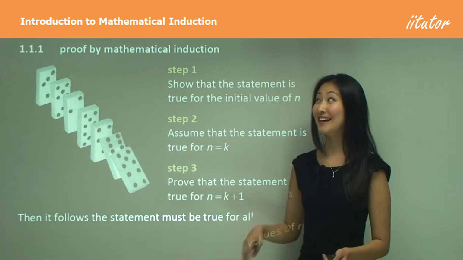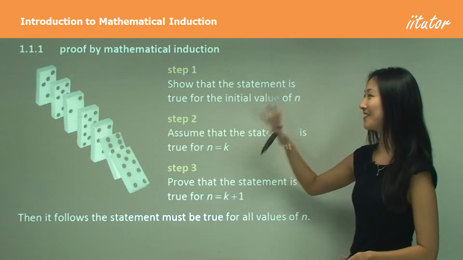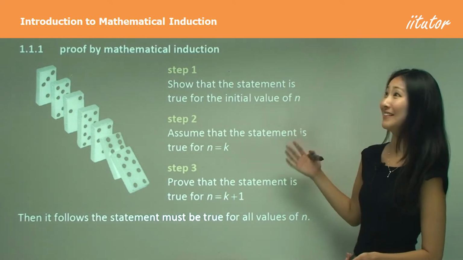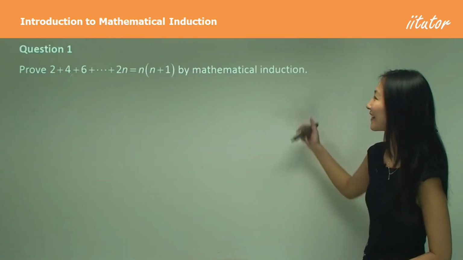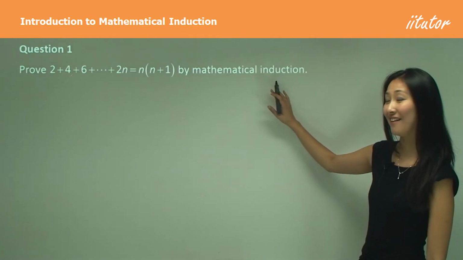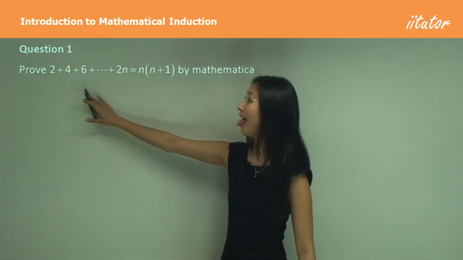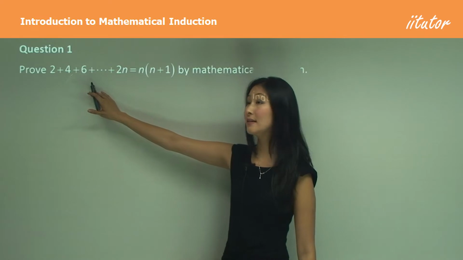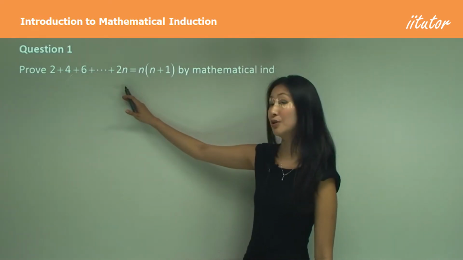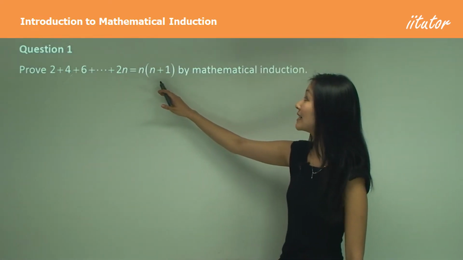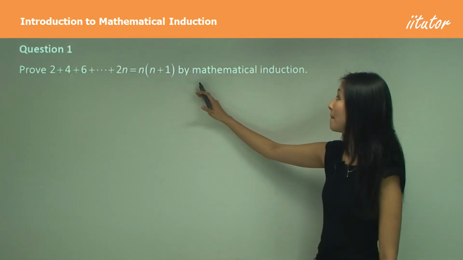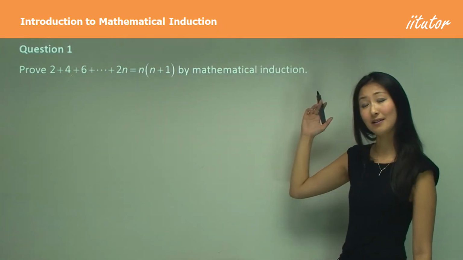So now let's look at an actual question, because I'm sure you're getting a little bit antsy about what this actually is going to look like. So in question 1, we have this: prove that 2 plus 4 plus 6 plus so on till 2n equals n times (n plus 1) by the process of mathematical induction.